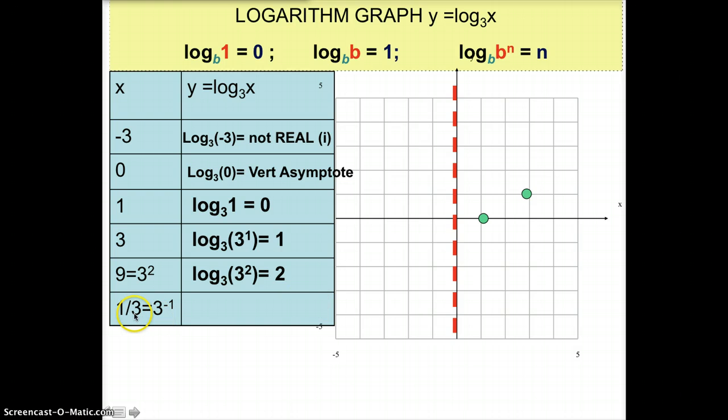And the last one we're going to pick is a little weird, and that's 1/3. You see, 1/3 can be written as 3 to the negative 1 power. That makes it a base 3. And the log base 3 of 3 to the negative 1 is negative 1. And that would put a dot right here. Now, if I could connect these, I would draw my graph something along this line.